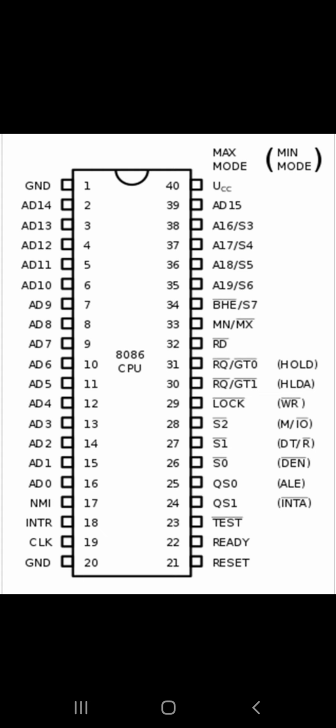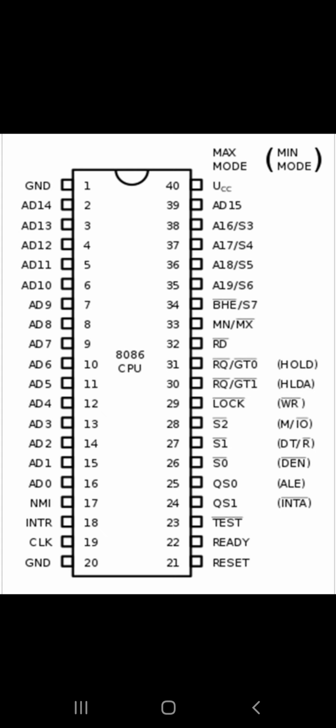So there can be two values that can come on the INTA bar pin. It can be 0, it can be 1. If it is 0, then the interrupt has been acknowledged, and if it is 1, then the interrupt has been not acknowledged. This is the meaning of the INTA bar pin, right? So two interrupt pins, NMI and INTR, and for acknowledgement there is one pin, the INTA bar pin.